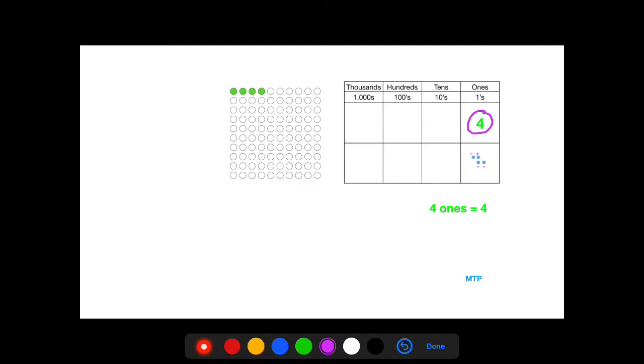Those kind of look like the manipulatives you use sometimes. Sometimes people call them bits. Okay, so those are 4 ones, 4 single pieces. We also have 4 ones here. 1, 2, 3, 4. So that is 4 ones. We just call it 4, which should be something you're familiar with, right?